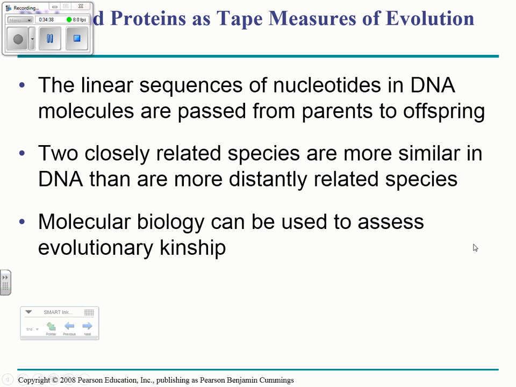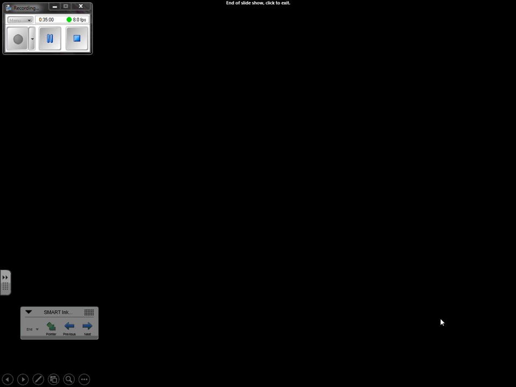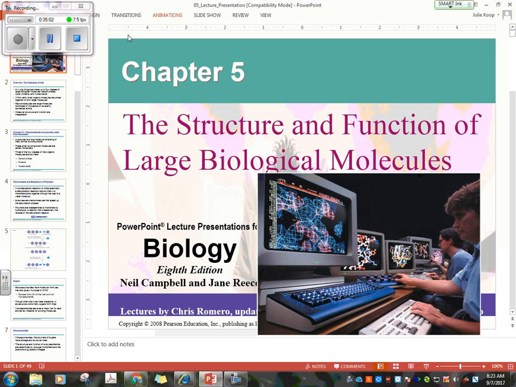Okay, so the linear sequence of the nucleotides passes from parent to offspring. So your main function here is what? Heredity, right? Passing the code to offspring. And we can use this to figure out who's more closely related to who, which also pushes all the way into evolution.